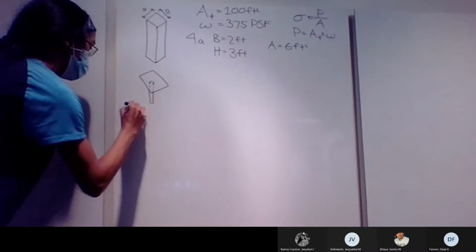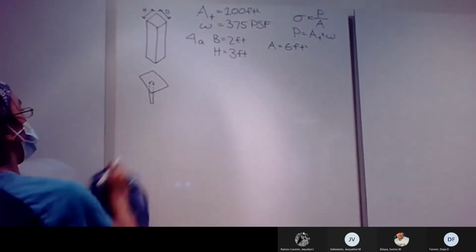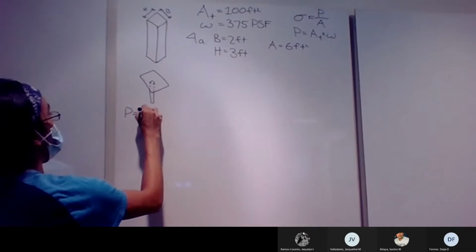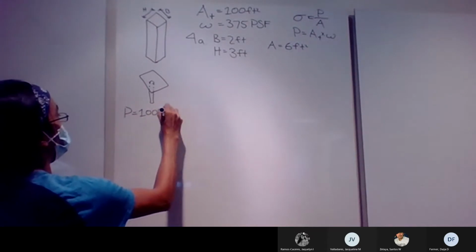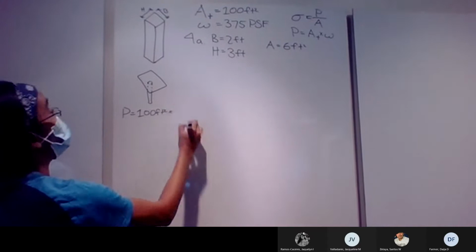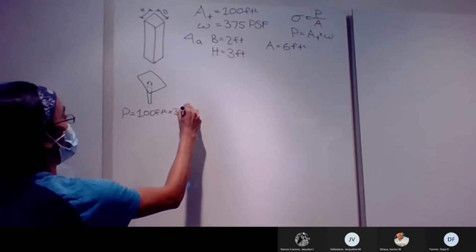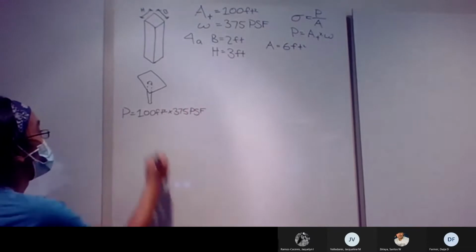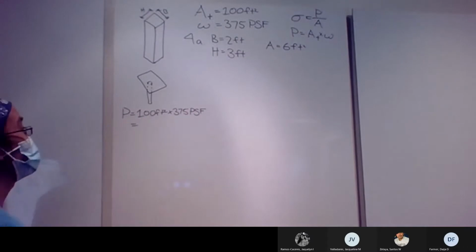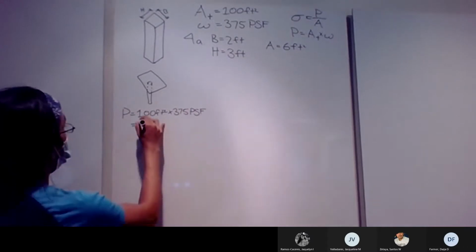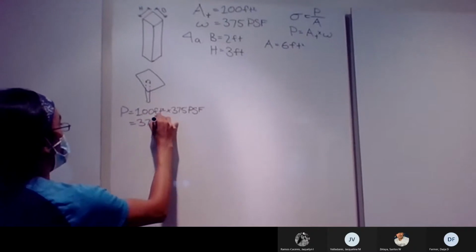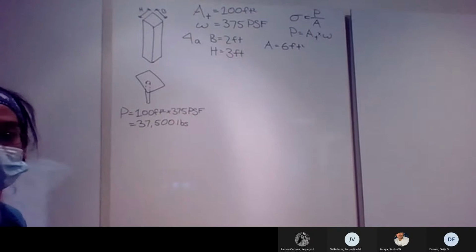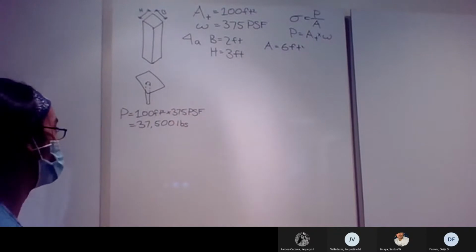P is equal to 100 feet squared times 375 pounds per square foot. Multiply those together, and we should get 37,500 pounds. Now, it's a pretty big number. We don't want to use that number.